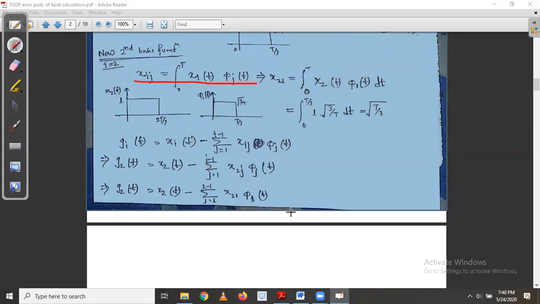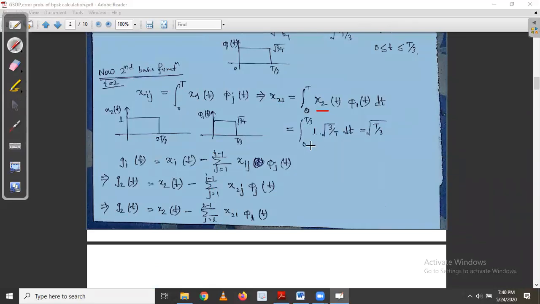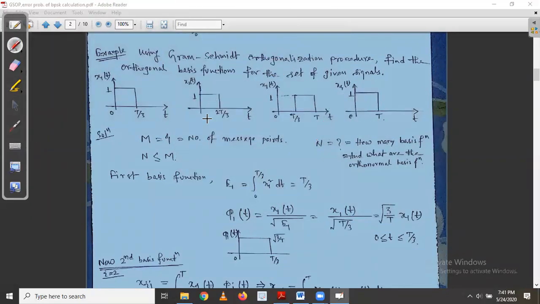So now this is the first equation, where i equals 2 and j equals 1: integral from 0 to T of x2 phi 1 dt. x2 is 1, phi 1 amplitude is root of 3 by T, integration over 0 to T by 3. Why T by 3? Because it depends on the x2 function.